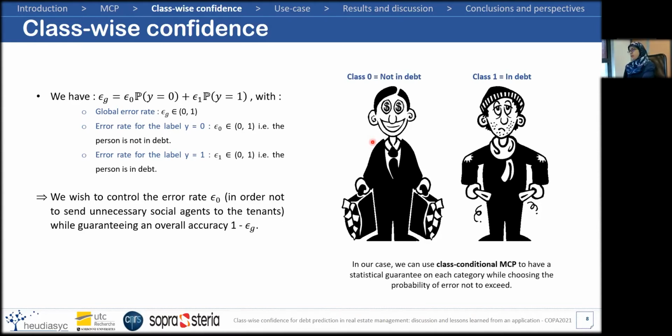We want to control the error rate epsilon 0, for the people who are not in debt, and we also want to guarantee a global or overall accuracy of 1 minus epsilon g. So the first thing that we thought about is to use class conditional MCP to get this statistical guarantee and these error rates that we want to control.